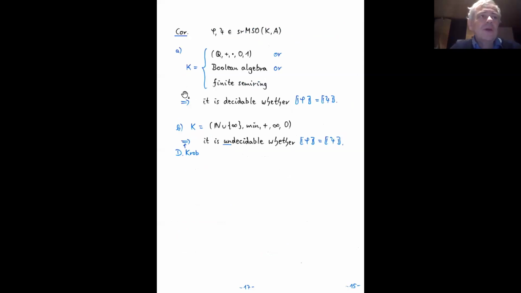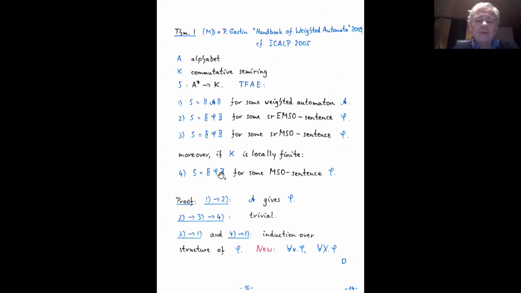Okay, as a consequence, if we have two formulas that are syntactically restricted, and we want to decide whether they have the same semantics, do they have the same quantitative semantics? This is what we want to decide. And it's possible if the semiring is the field of rational numbers or a Boolean algebra or some finite semiring. Because what we do is construct the automaton, and our proof, from the formulas to the automaton, is constructive. We get the automaton.